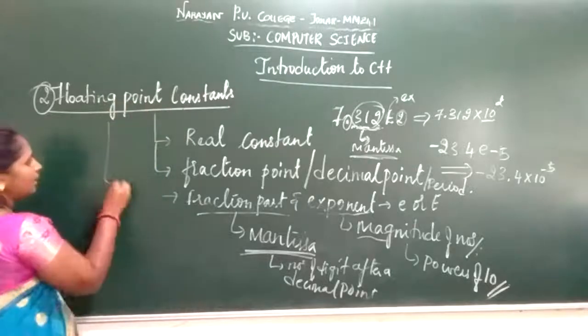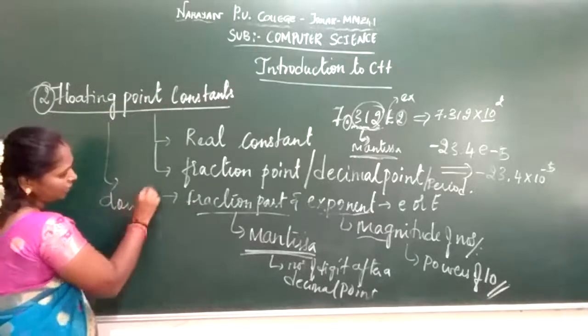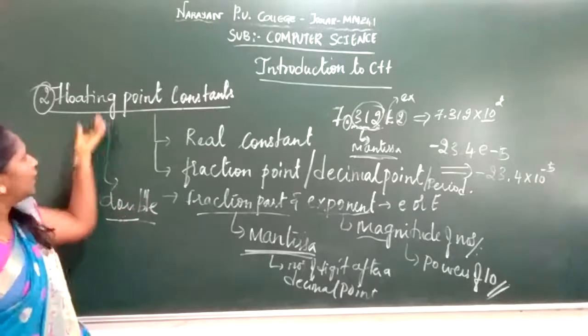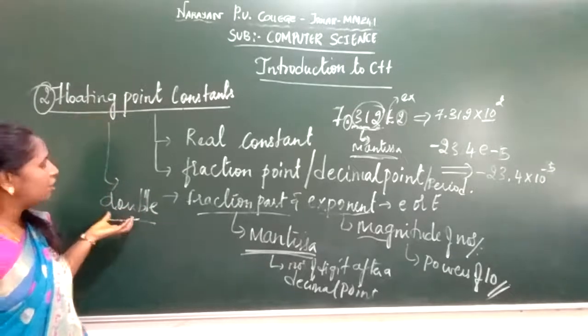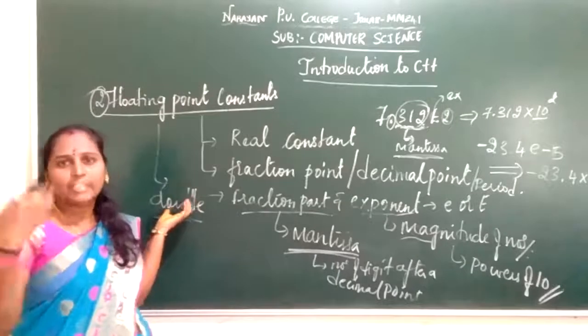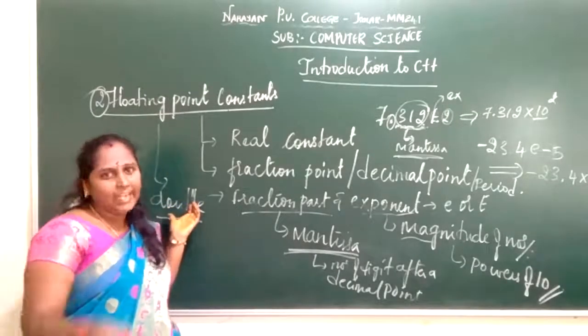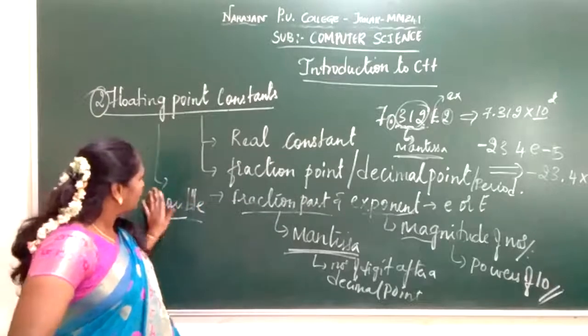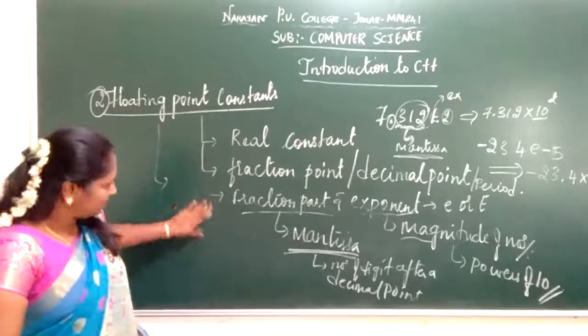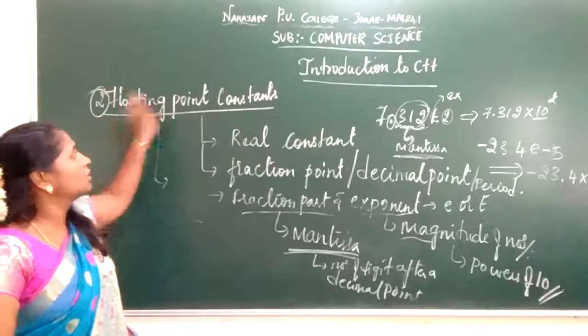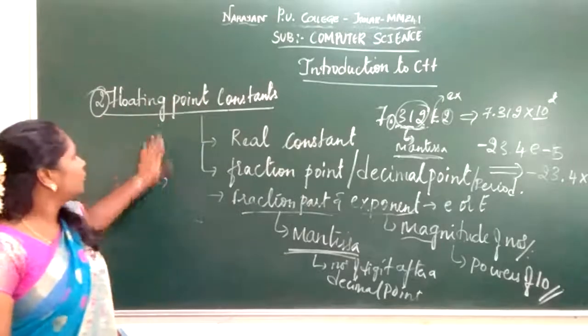Similarly, you have double. When you study data types, you will see what double and float are. The float will be 4 bytes, and double will be 8 bytes. You are going to study what double is in your data types chapter. For the time being, understand what floating point is. So this is about your floating point.